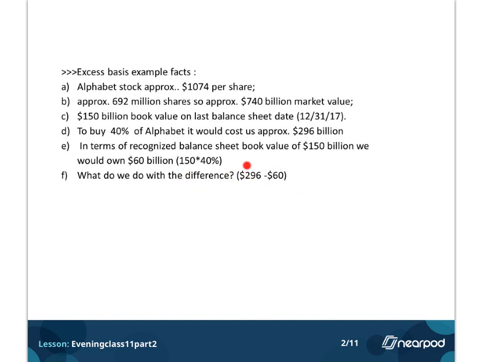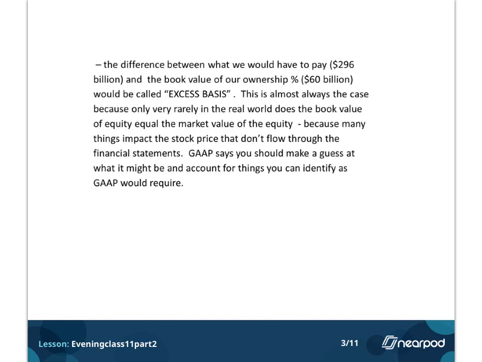There's a $236 billion difference between 40% of the accounting value of this company, and 40% of the real dollar value of the company. So that's where we get started. The difference is called excess basis.